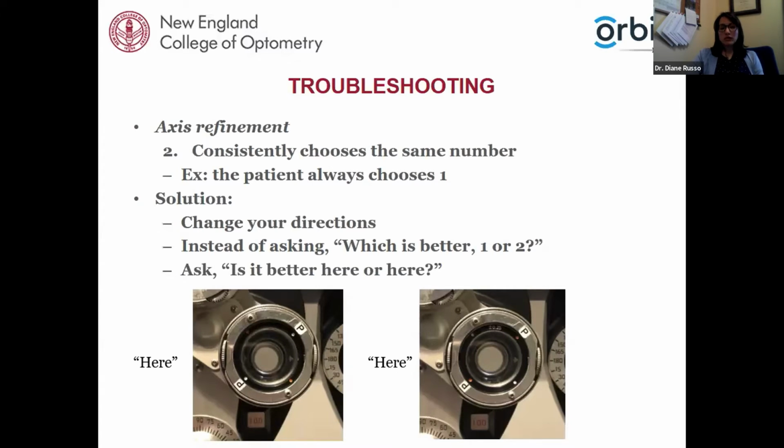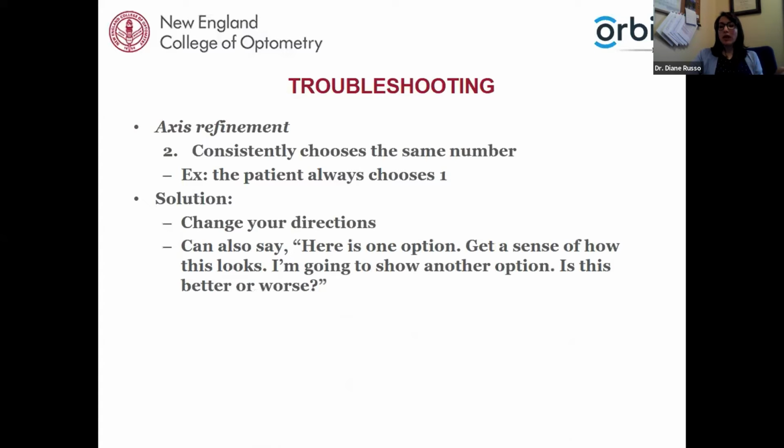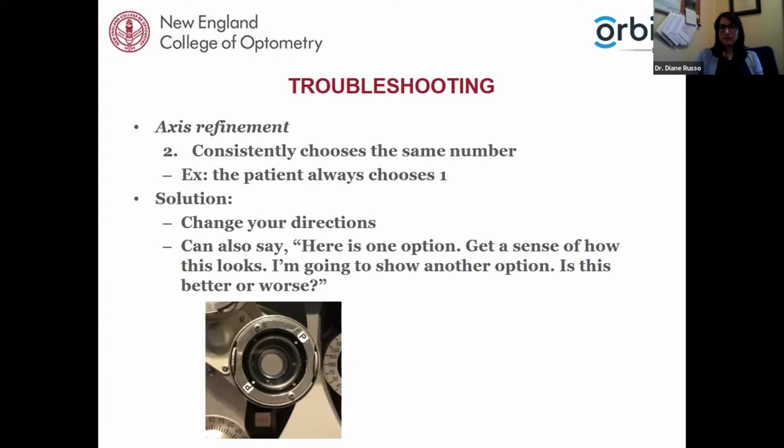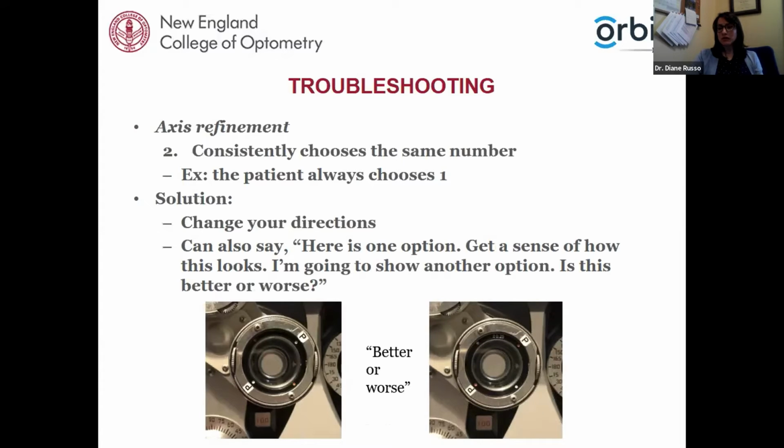Or you can also say, I'm going to give you one option. So here's one option. Get a sense of how this looks. Take a look at all the letters on the line. And now I'm going to show you another option. Is this one better or worse? So then they're comparing the two again, but you're using number 1 as the reference, giving them time to really get a sense of how things are looking through that view, and then switch to the second one and ask, is the second better or worse compared to the first? This takes a little bit more time, this third option here.